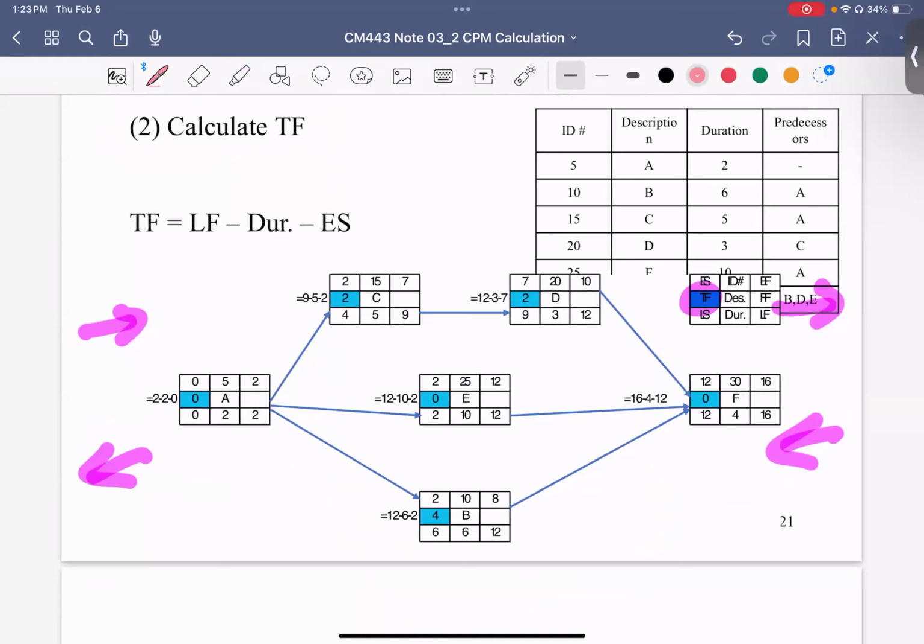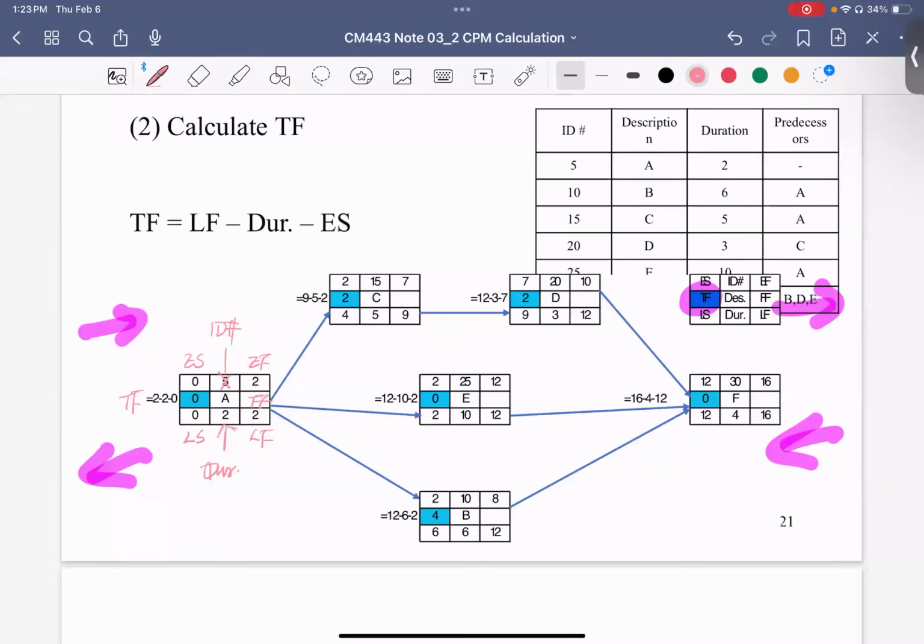Let's look at the first one, A, here. This is early start time. This is early finish time. This is late start time. This is late finish time. And this is TF, and that is FF. This is the duration, and this is the ID number. We normally don't use the ID number, so basically you can remove it.